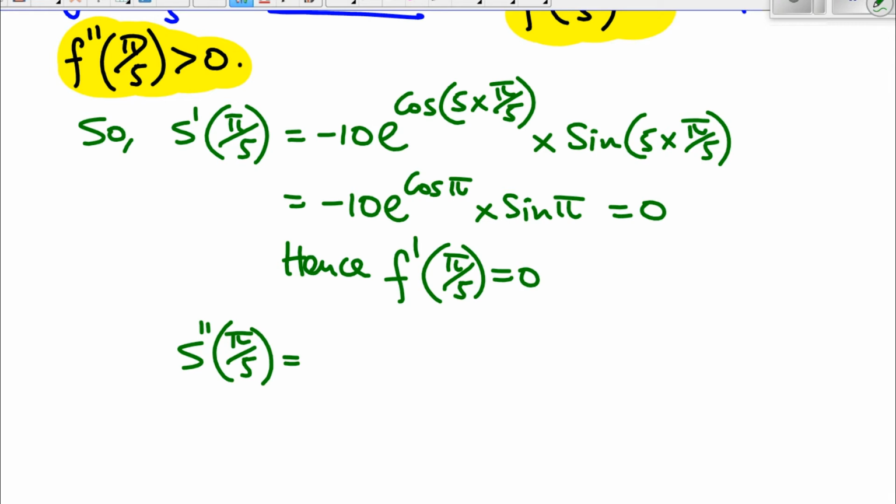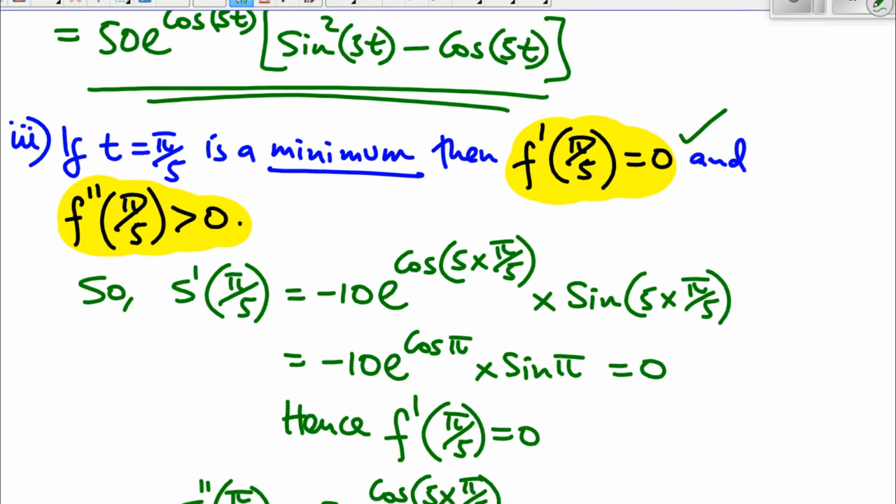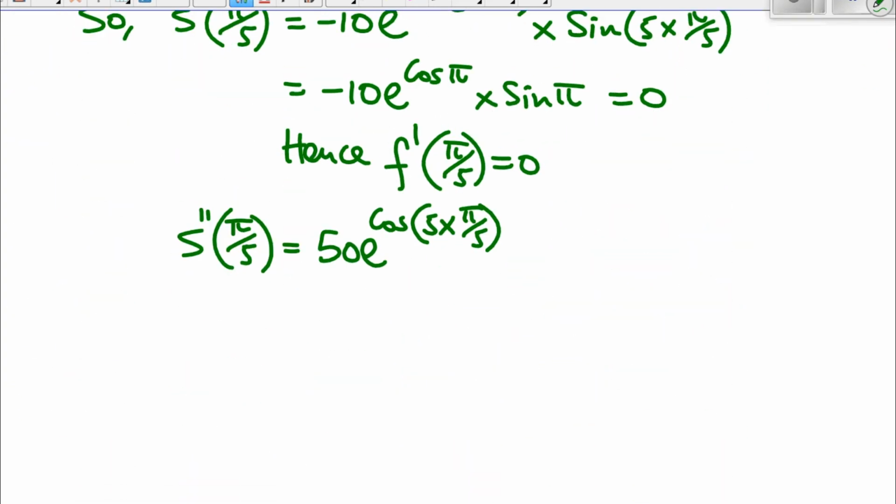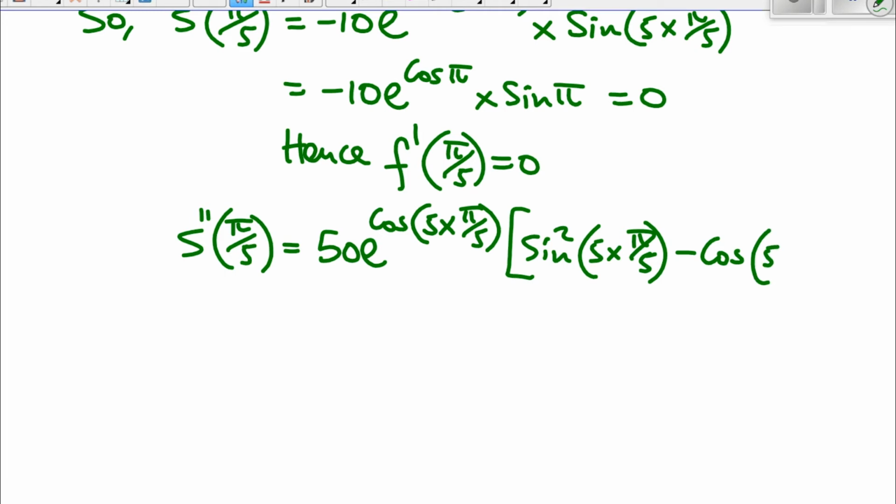Now if we plug that into the second derivative, we'll end up with 50 e to the power cos 5 multiplied by pi over 5, into bracket sine squared of 5 multiplied by pi over 5, minus cos 5 multiplied by pi over 5. This is the second derivative here. So we need to work this out.